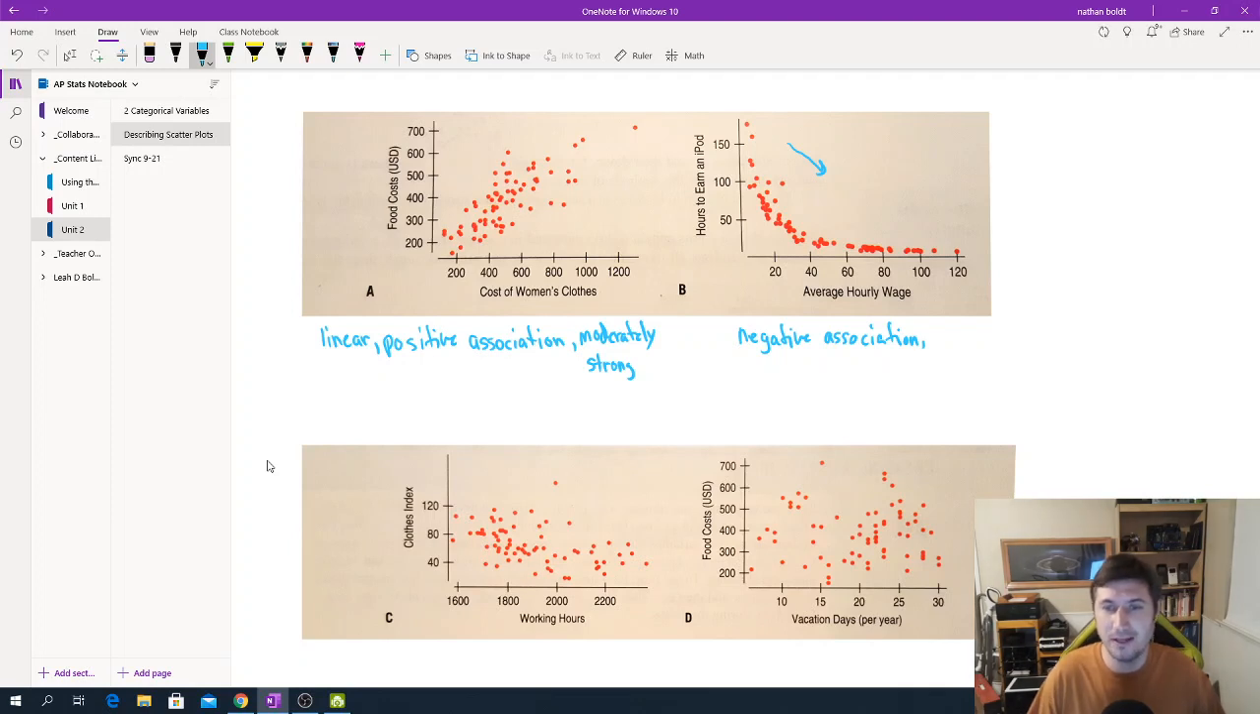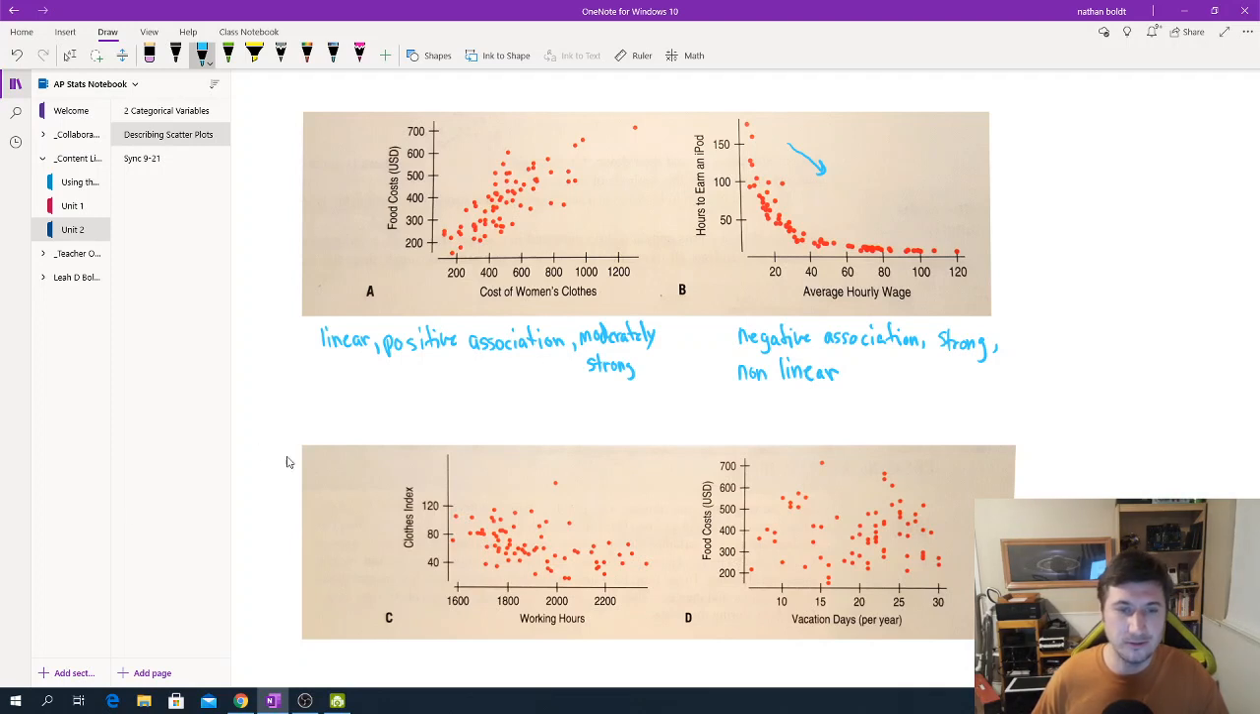And those look like a pretty strong curve there. The dots all, I'll use the word line up, even though it's not a perfect straight line, but they all seem to be in a line together. So I would say that's a strong association as well. So a negative, strong, but it's not a straight line, so non-linear. Or you could say curved is just fine.